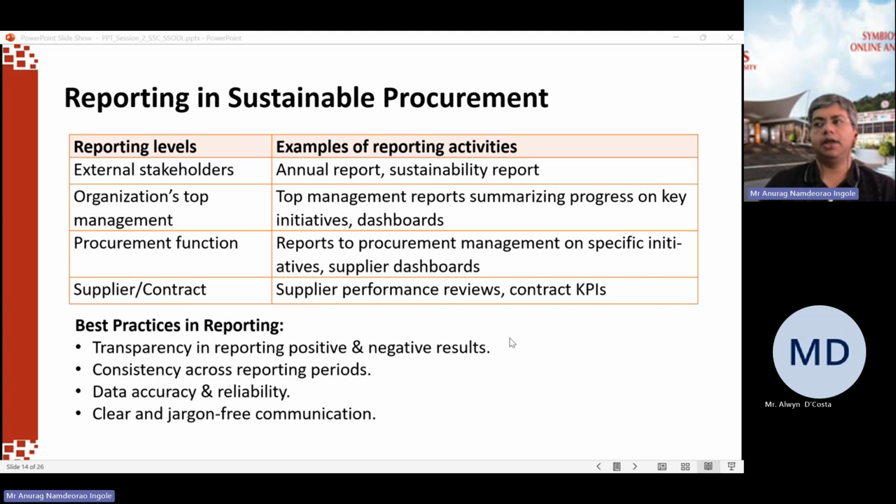It should not be like you publish reports after 2 months, then after 4 months, then after 6 months. It should not be that way, because then whoever is reading your report will not be able to compare the two reports. Then data accuracy and reliability. And the report should be clear and jargon free.